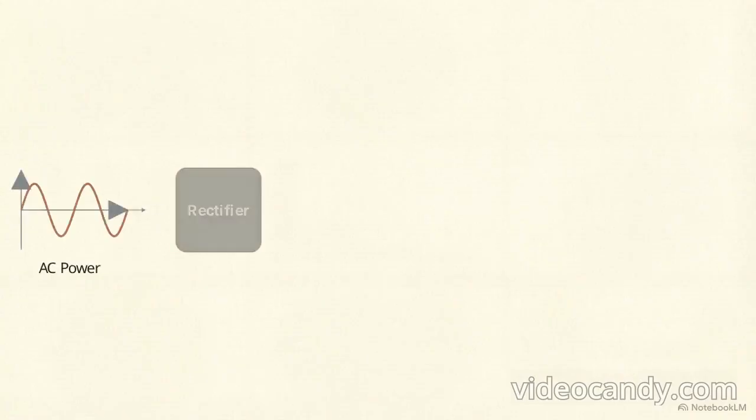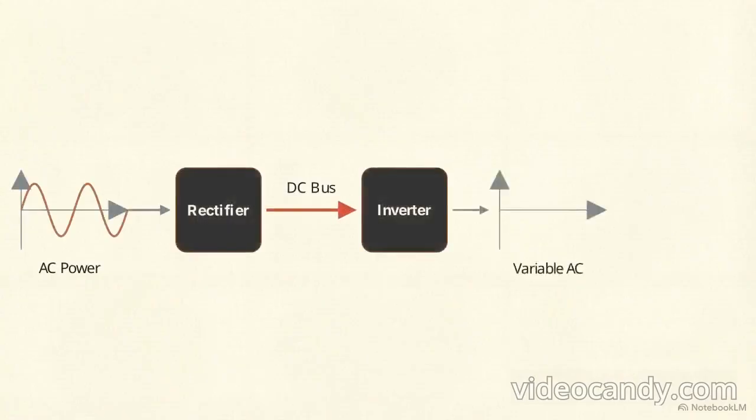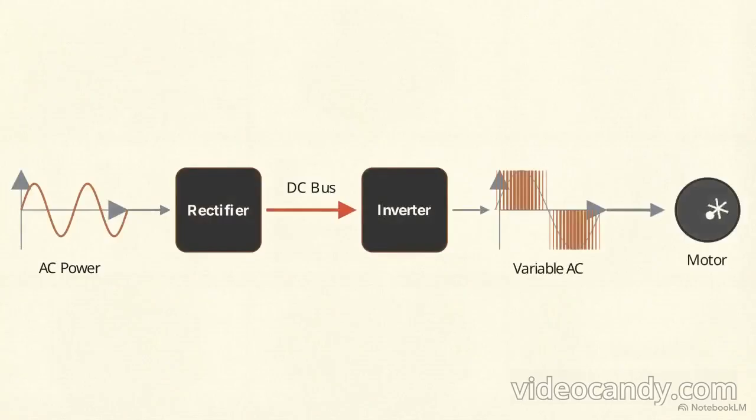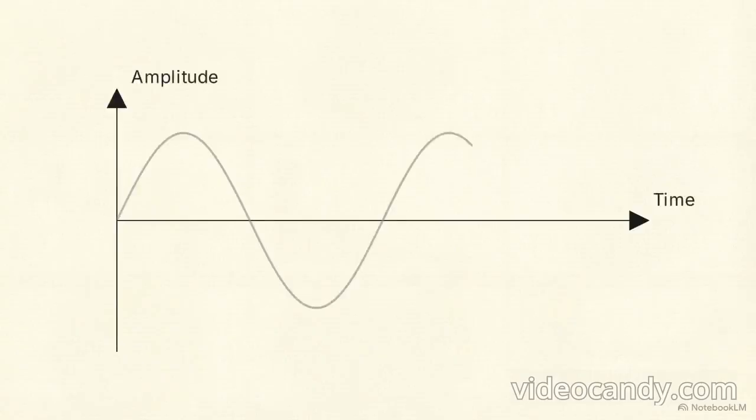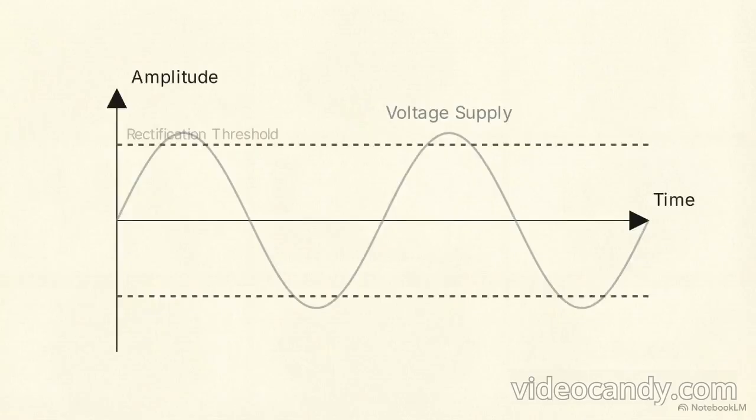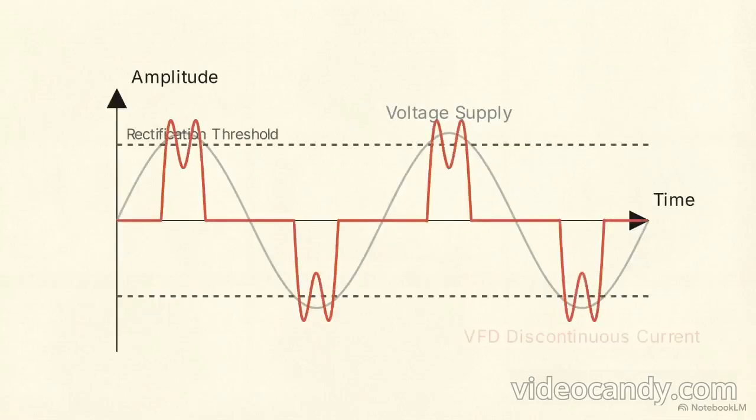These controllers take the incoming AC power, rectify it into a flat DC voltage, and then electronically reconstruct a new variable AC waveform to dictate the motor's exact speed. The problem occurs during that first rectification step. A standard VFD uses a 6-pulse diode bridge to pull power from the grid. It does not draw current smoothly. Instead, it siphons power when the incoming voltage wave reaches its absolute peak, pulling current in sharp, concentrated bursts.